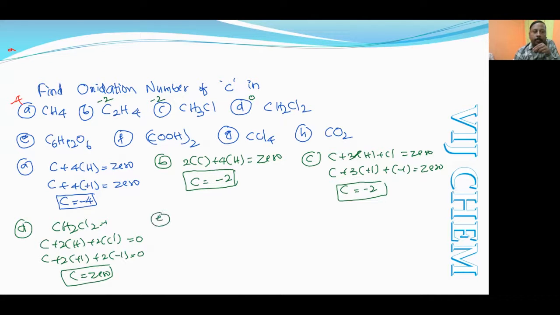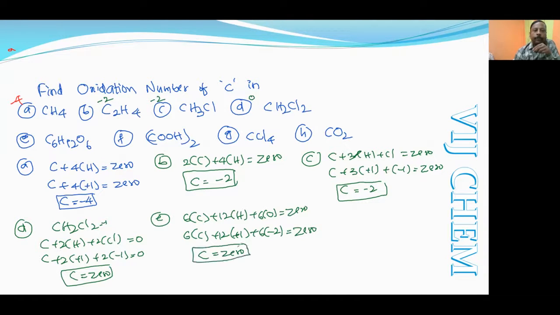Then coming to the E part, C6H12O6. 6 into carbon plus 12 into hydrogen plus 6 into oxygen is equal to 0. So 6 into carbon plus 12 into hydrogen, oxidation number +1, plus 6 into oxygen, oxidation number -2. Therefore, the answer will be 0. Here carbon is going to be 0. So here also we are getting 0.